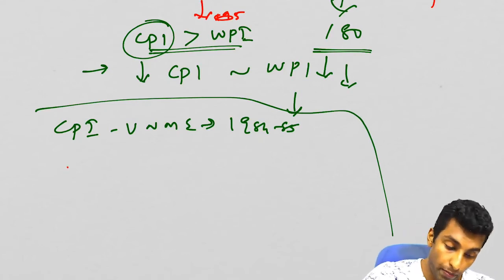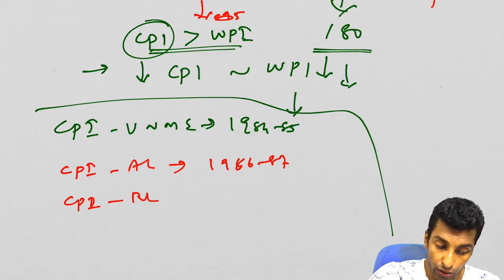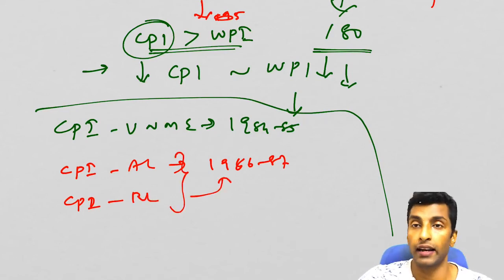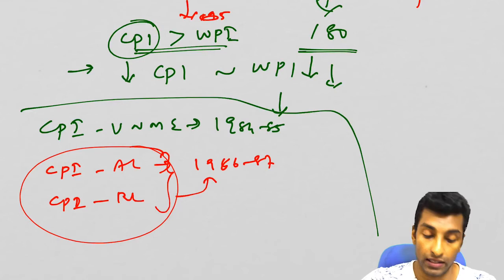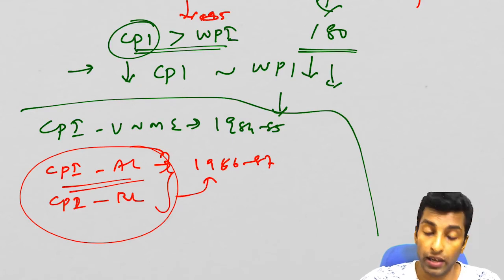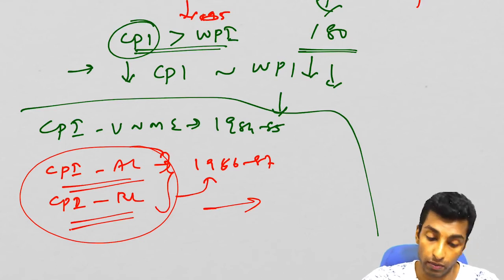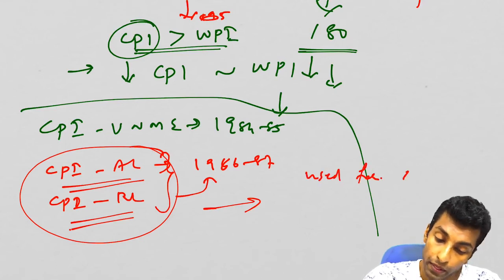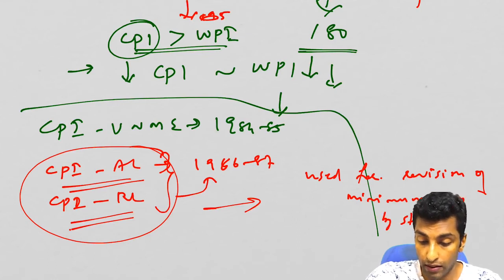Okay. Then CPI agricultural labor, 1986-87. This one, CPI rural labor, is also the same. So these two have base year 86-87. These two are actually used by the state governments to measure the revision of minimum wages. This CPI agricultural labor and CPI rural labor is used for the revision of minimum wages by the state government.